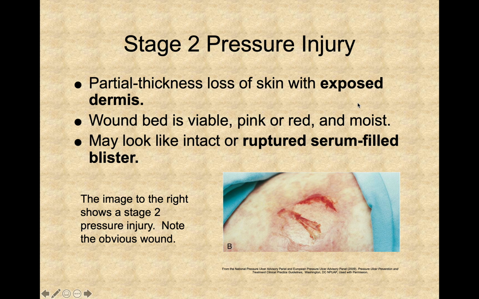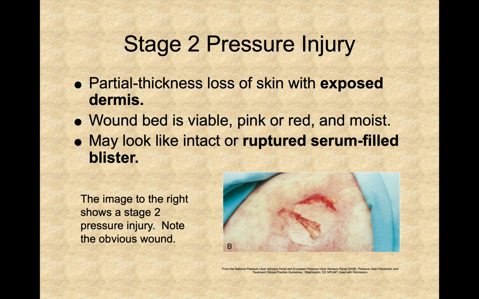Stage 2 pressure injuries are identified by a partial loss of skin. So we're going to see some exposure of the dermis. The wound bed, you do have to be able to see that, but usually it's going to be pretty shallow when you're dealing with a stage 2 pressure injury.